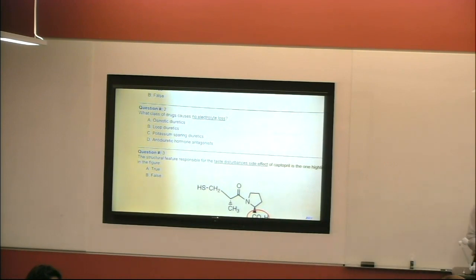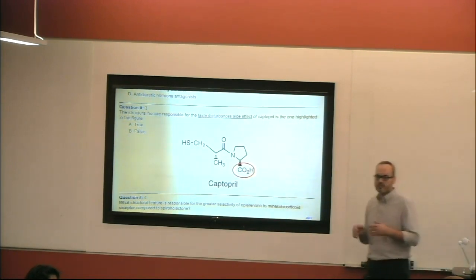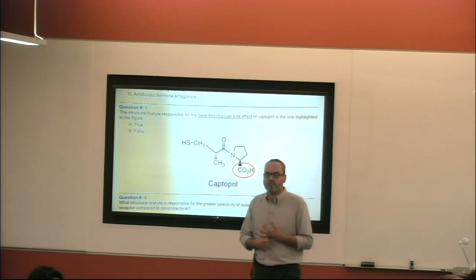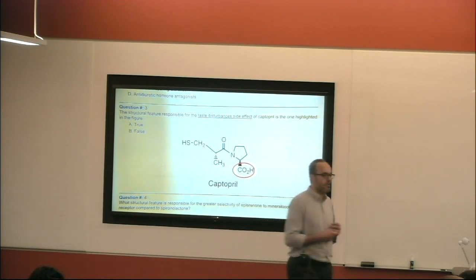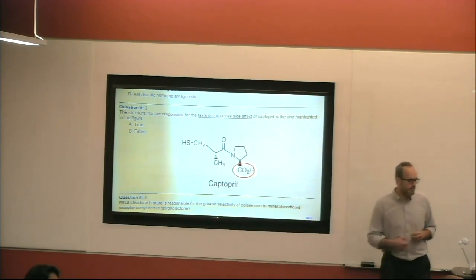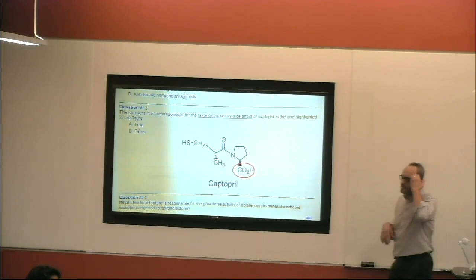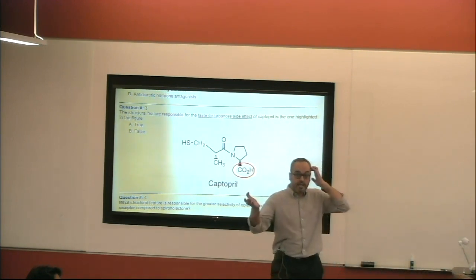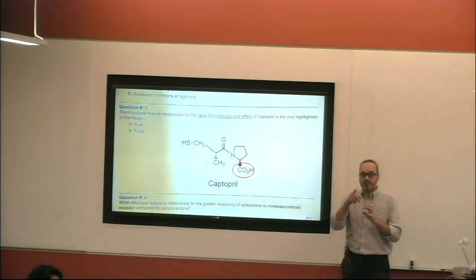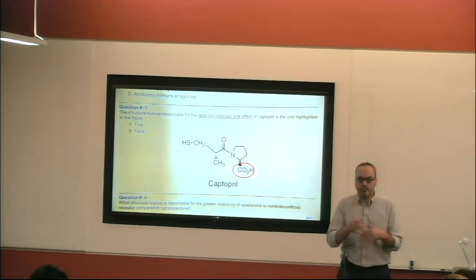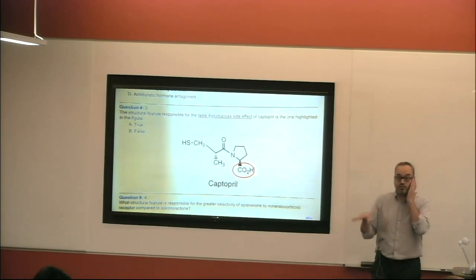Next one: the structural feature responsible for the taste disturbance side effect of captopril is the one highlighted in the figure, the carboxyl. Is this right? Well, no, it's false. Which one is it? Yep, the sulfhydryl right here. What other issues are caused by this sulfhydryl group? Rash, and duration of action. Because of this sulfhydryl group, the drug binds to other proteins and gets dimerized, so it's not active anymore. So it's given more often. It has a short duration of action.